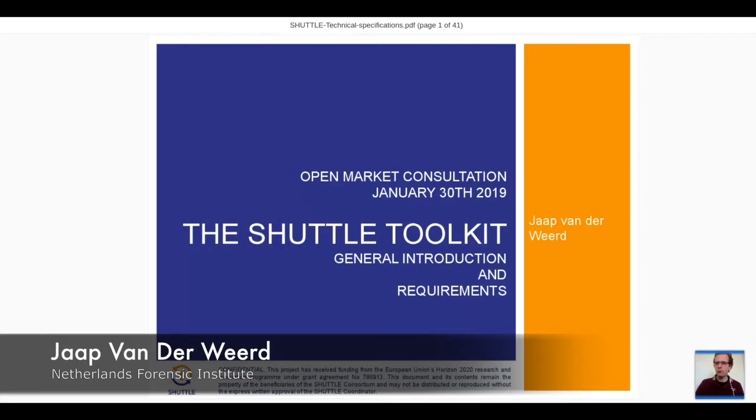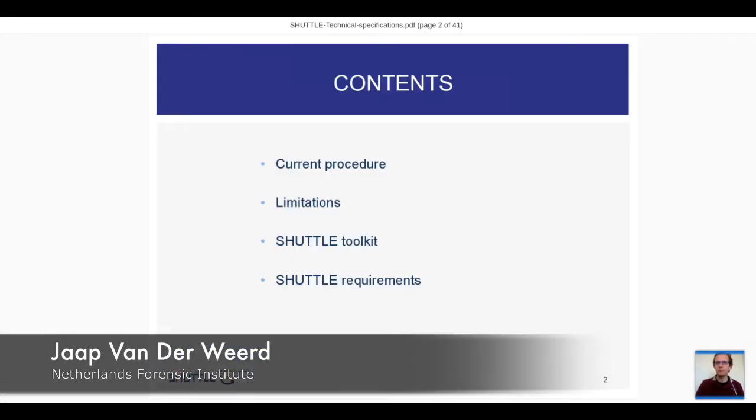So what will I talk about today? First is basically our current procedure. What are the current procedures in the laboratories? Then I'll talk about some limitations of those current procedures. I'll go into the Shuttle toolkits, and I'll give a first glance of the Shuttle requirements.